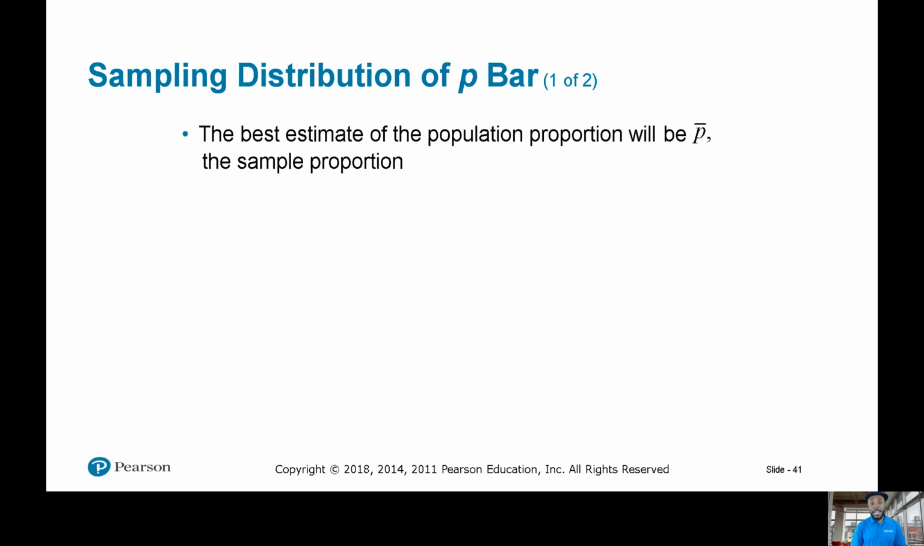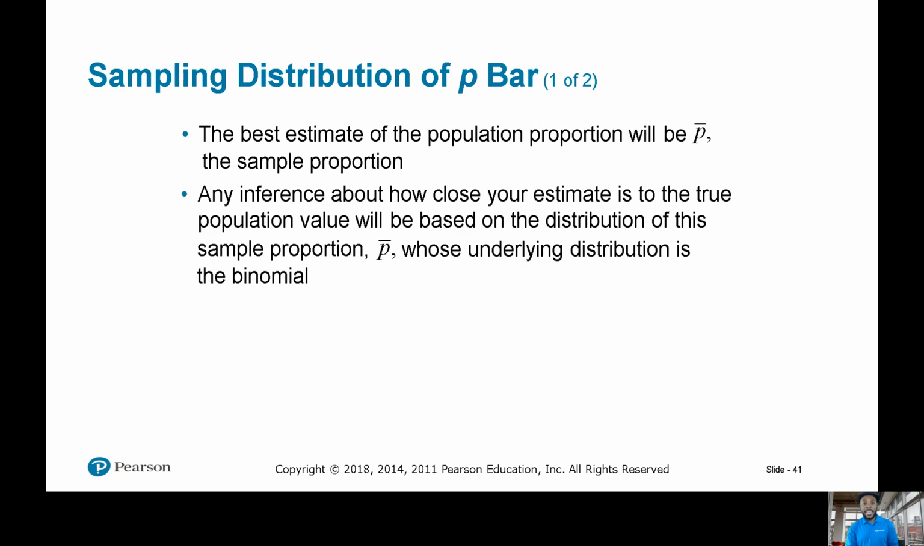All right. So the best estimate of the population proportion will be P hat, the sample proportion. This is going to be similar to what we saw with the mean. Any inference about how close your estimate is to the true population value will be based on the distribution of the sample proportion, as we saw in the distribution of the sample mean. So now the underlying distribution here is binomial. Remember that when you are dealing with proportion, it's either we have success or failure.